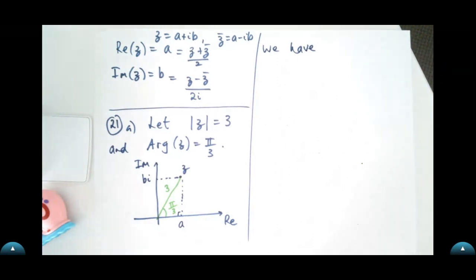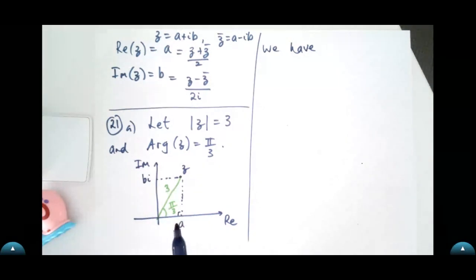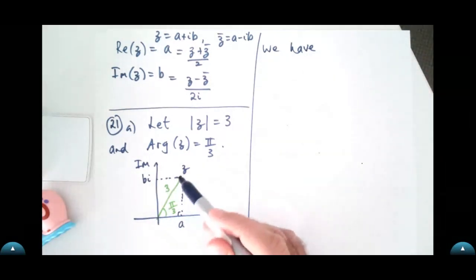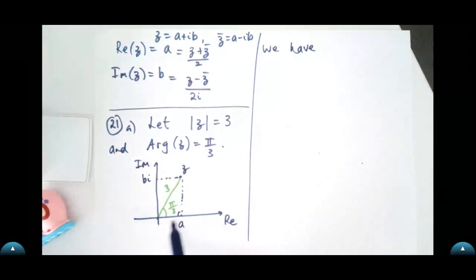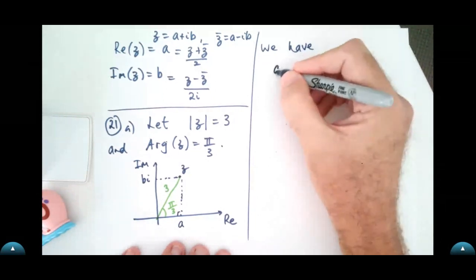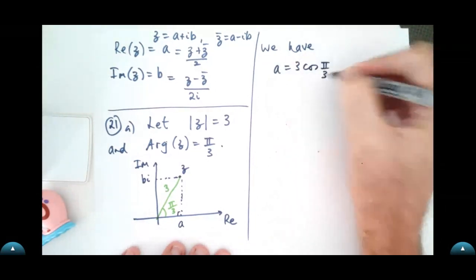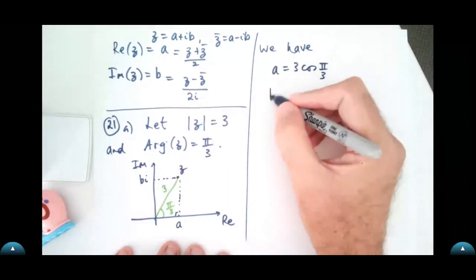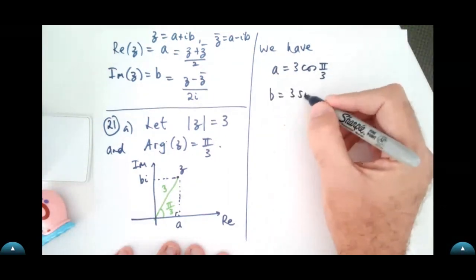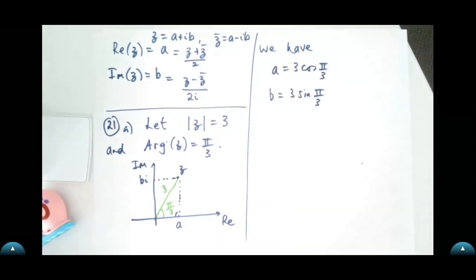Yeah, Zia, I'll explain the difference in a minute. The capital letter makes a difference, right? So just using trig, we can get A to be 3 cosine pi on 3, and B to be 3 sine pi on 3. Yep, okay.